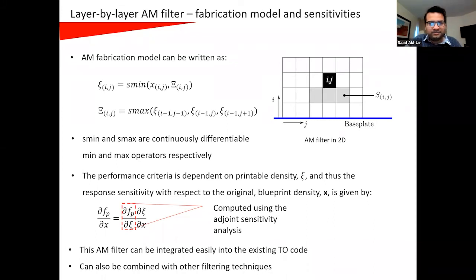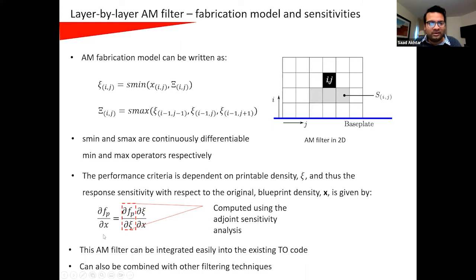So here, eta is the printable density. That's what we want, and x is the original density, which we also call the blueprint density, and capital Chi is defined in the equation below. It's basically the maximum density of the 3 materials below. So this operator, like I said about the support, ensures that the material is supported. And of course, your cost function is to minimize the temperature, and you need to calculate your cost function with regards to the density.